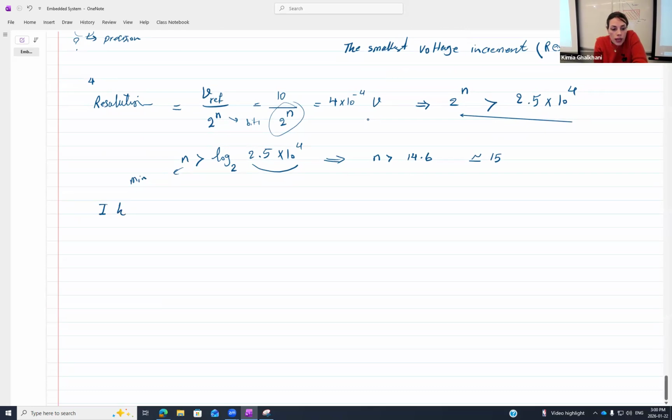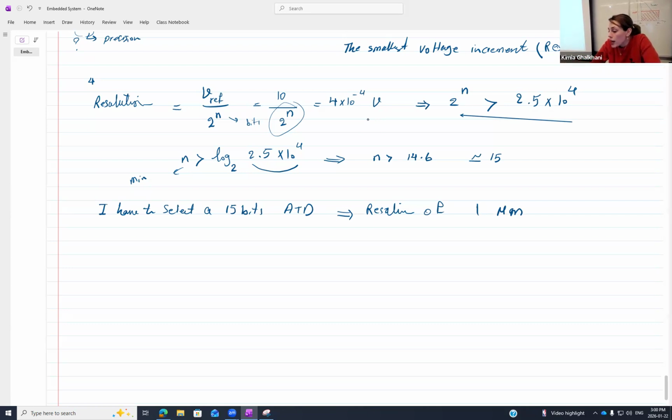I have to select a 15-bit analog to digital converter. For what? To have enough resolution of 1 micrometer. So a 15-bit analog to digital will provide the smallest voltage increment.